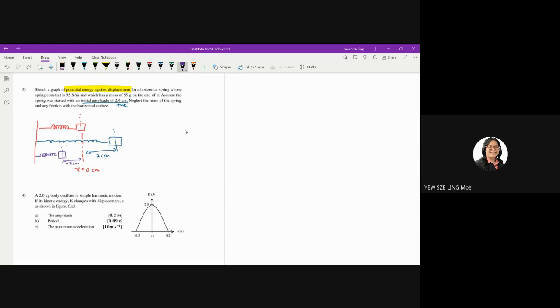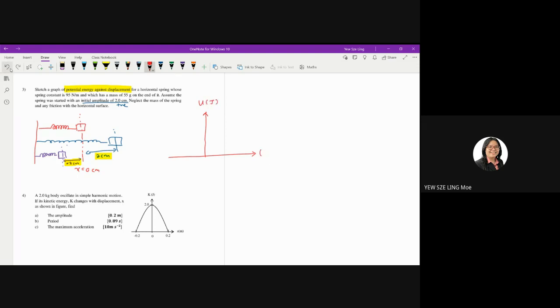So how are we going to sketch the graph then? I have negative displacement and positive displacement, so my graph should come with a positive and negative x-axis. But y is just a positive value, because we don't have negative energy. What we have is just positive energy. So U in terms of joule, and then this is my x.